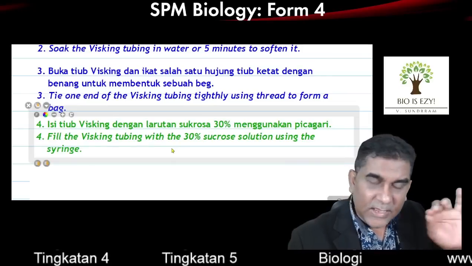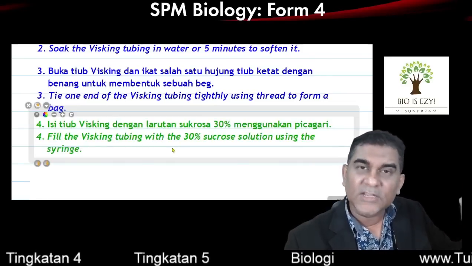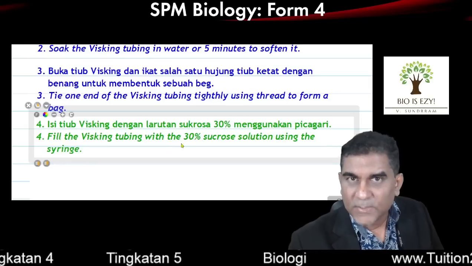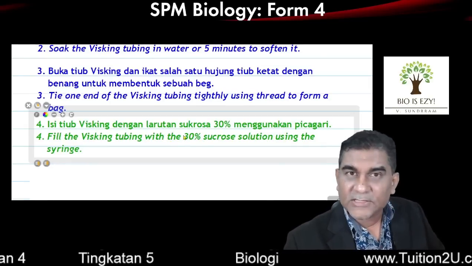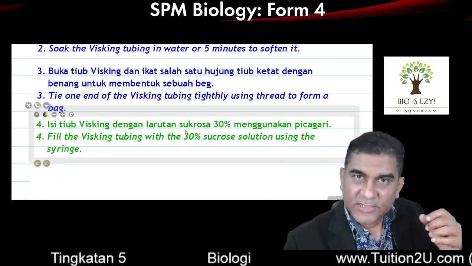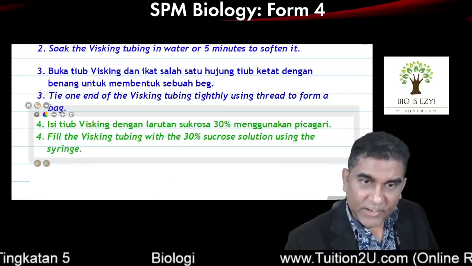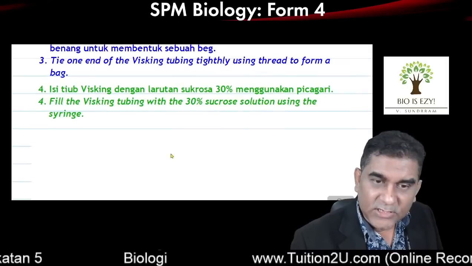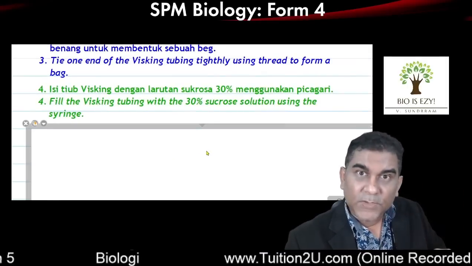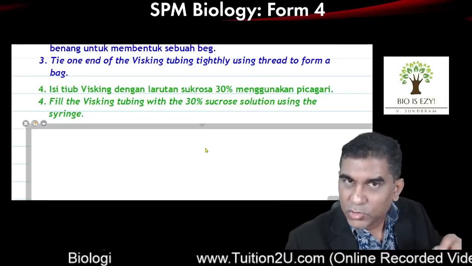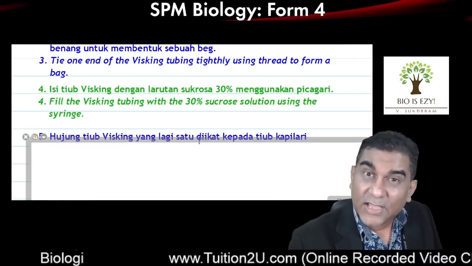Sebab ini adalah ayat yang menunjukkan pemboleh ubah dimalarkan. This one you must have. You must inform the examiner inside the whisking tube there is 30% sucrose solution. Ayat ini mesti ada dalam jawapan. The next one, lepas kita sudah isi, kita masukkan tiub kapilari, we insert the capillary tube, the other end also we tie it tightly.